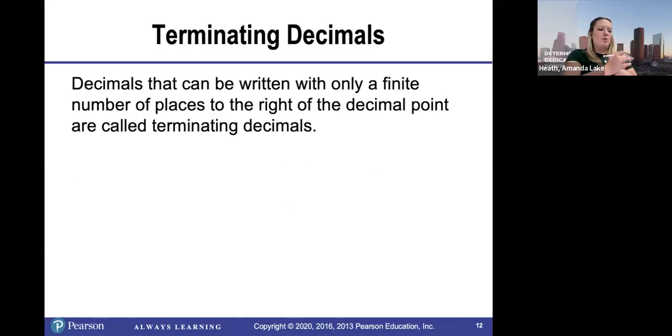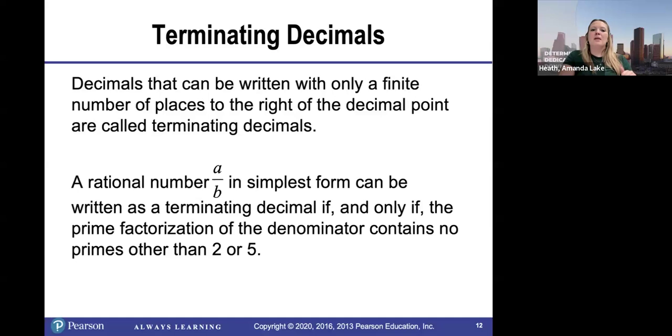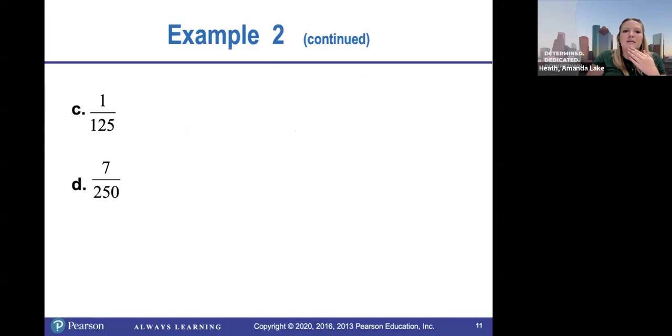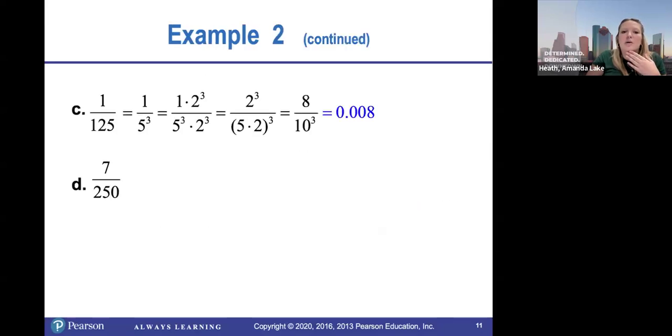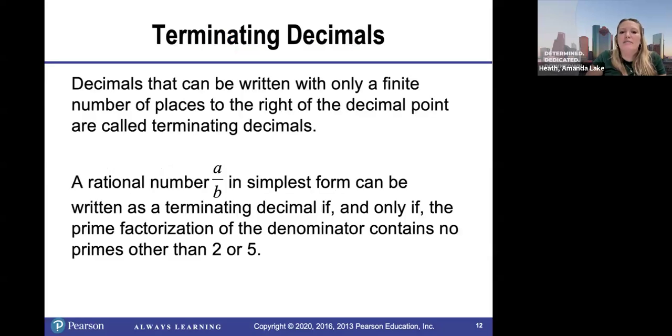All right, so all of the decimals that we've been working with so far have been terminating decimals. These are decimals that we can write with a finite number of places to the right of the decimal point. A rational number in its simplest form can be written as a terminating decimal if and only if the prime factorization of the denominator contains no primes other than 2 or 5. So in all of these examples we saw previously, these denominators had only factors of 2 or 5.